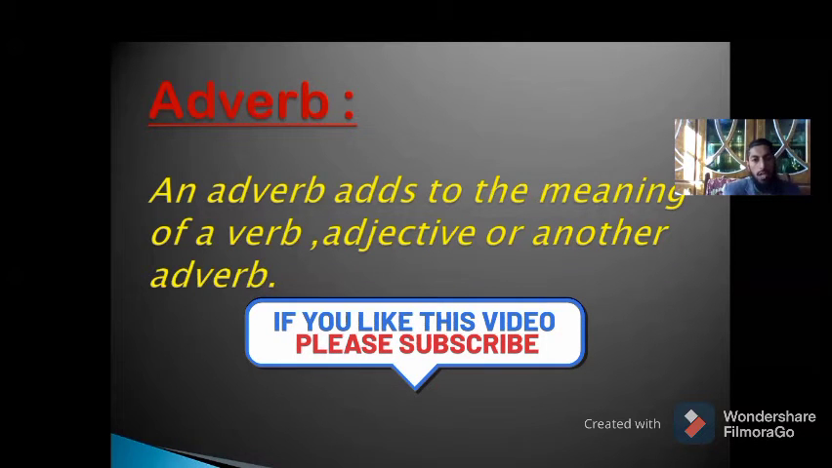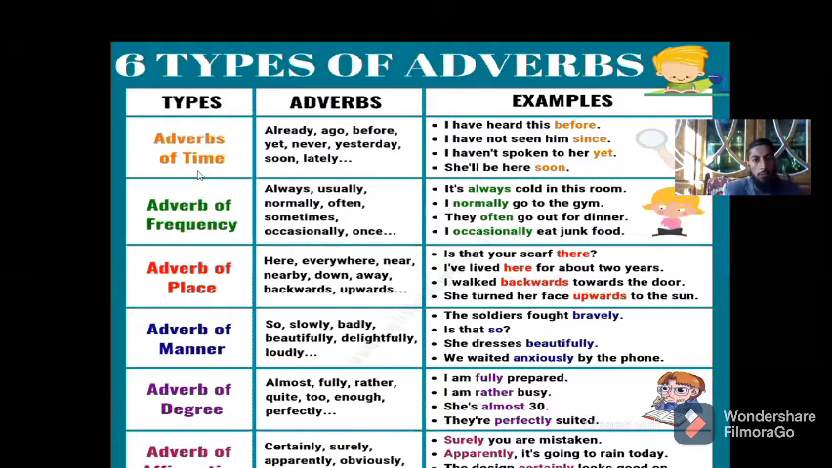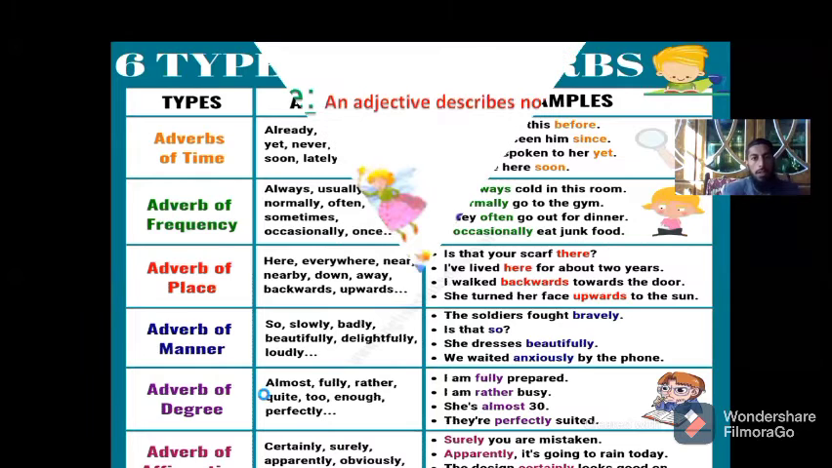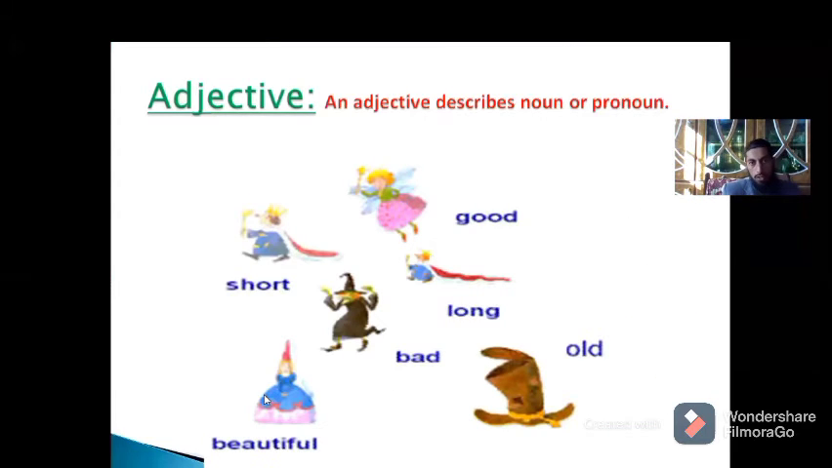There are different kinds of adverbs. Adverbs of time are there, as examples. Here we are not going to discuss in detail. Adverbs of frequency, place, manner, degree, adverbs of affirmation, negation, etc. are there. Then adjective, the next part, very interesting and much used in spoken and written language.